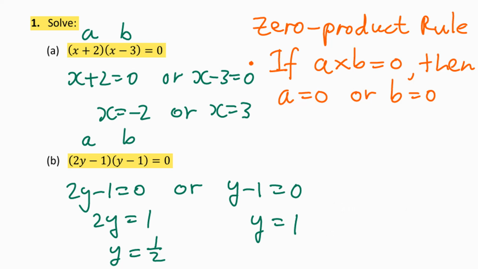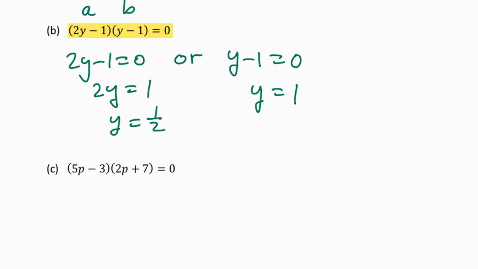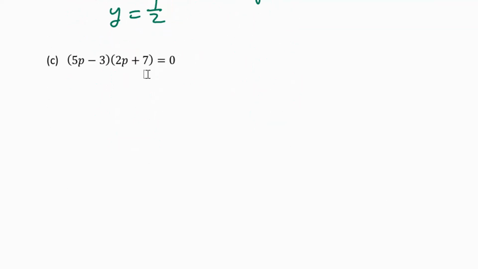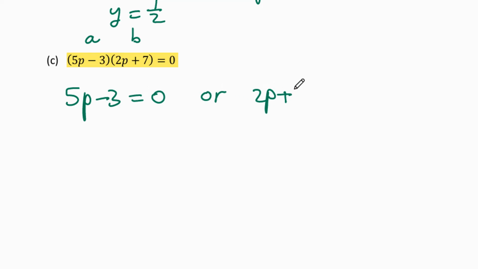Let's look at C. So here we have 5p minus 3 times 2p plus 7 equals 0. In terms of the zero product rule, the 5p minus 3 could be A, and the 2p plus 7 could be B. So we know that 5p minus 3 must be 0, or 2p plus 7 must be 0.